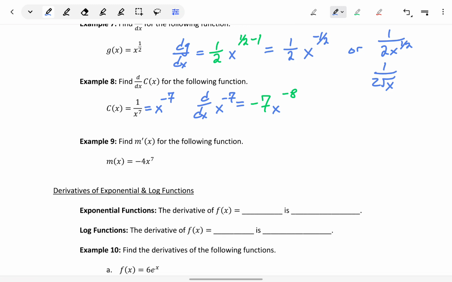In example 9, we have another application of the power rule, but now with a coefficient in front of that variable. What we'll do again is just set that aside and then find the derivative of x to the 7th. So nothing happens to negative 4, but when we differentiate, we bring that original exponent down as a factor in front, reduce the exponent by 1, and then just clean up any algebra or arithmetic that's left over. In this case, we'll take negative 4 times 7 to get negative 28 x to the 6th.